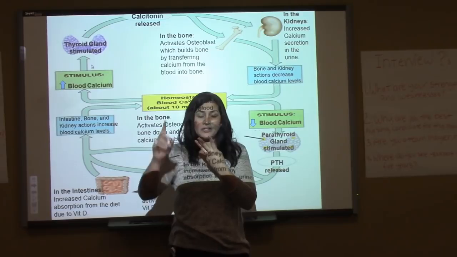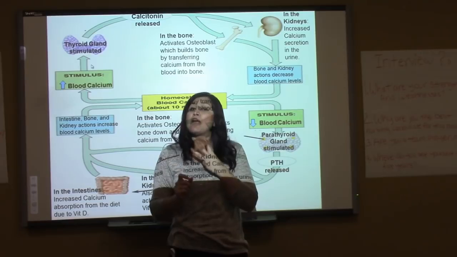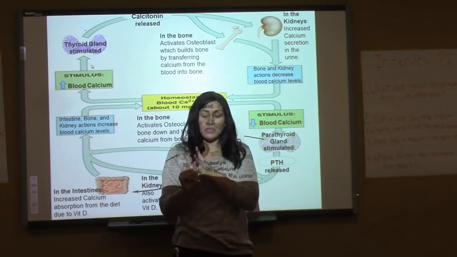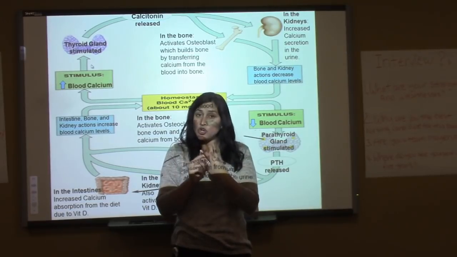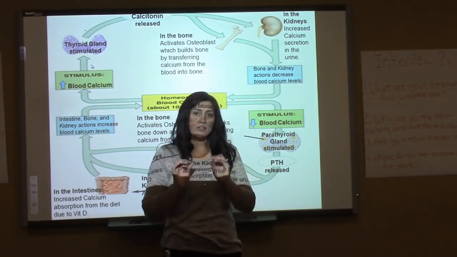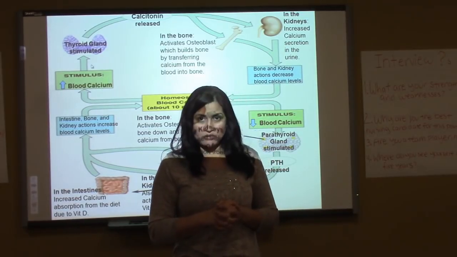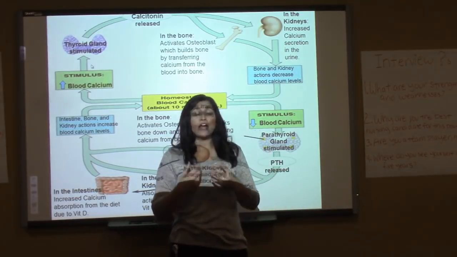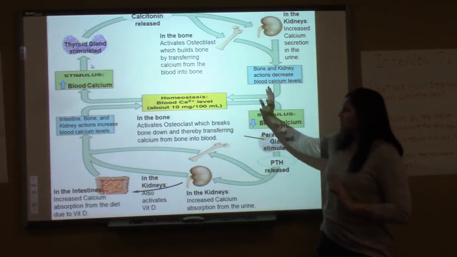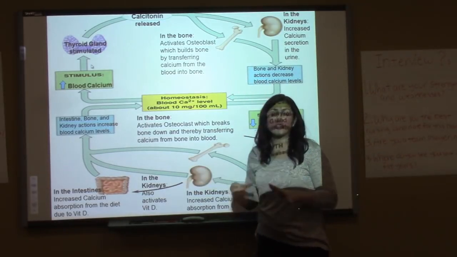Parathyroid hormone works on kidneys, bones, and intestines. So three. Whereas calcitonin only works on two, kidneys and bone. So kidneys and bone are the sites where parathyroid hormone and calcitonin work, but they have opposite functions. Parathyroid hormone is the only one that actually works on the intestines. Okay? So let's look at calcitonin first because it's easier, and then we'll come to parathyroid hormone.